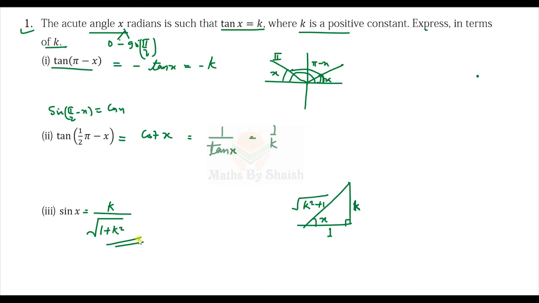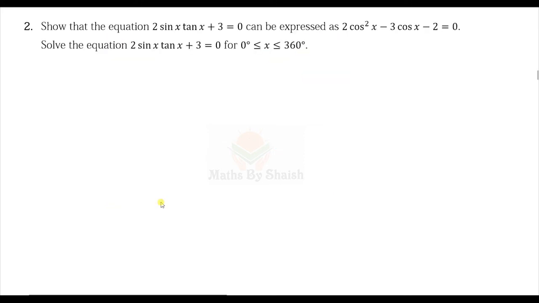Let's do the next question. Here's question number 2. Show that the equation 2 sine x tan x plus 3 is equal to 0 can be expressed in this form, and hence solve the equation.